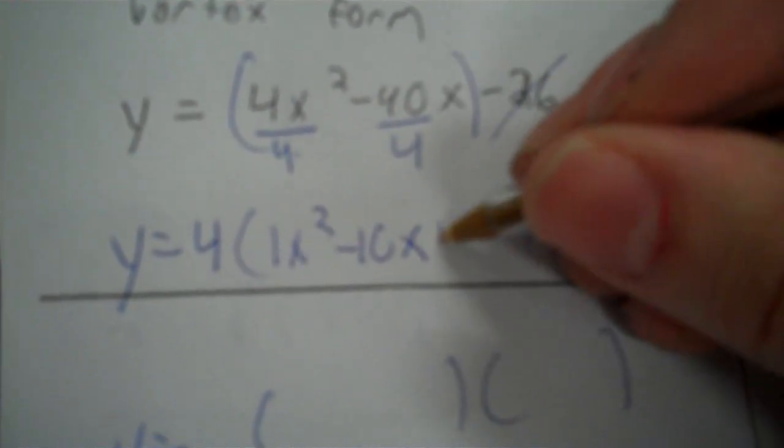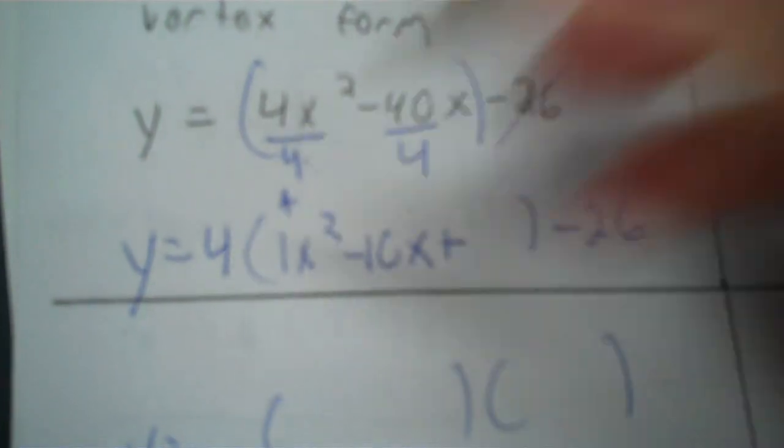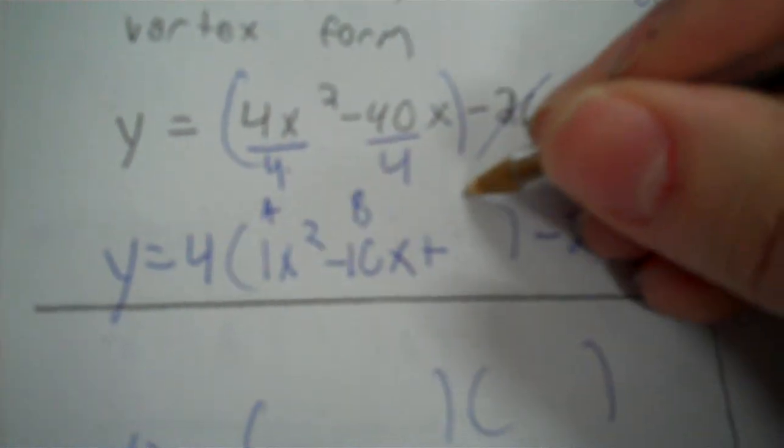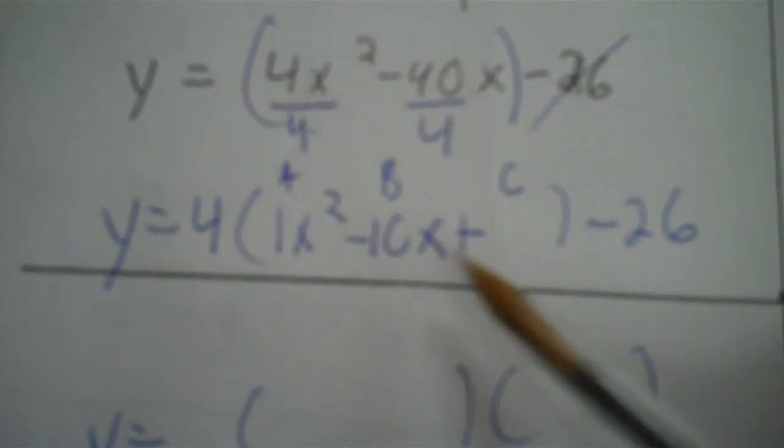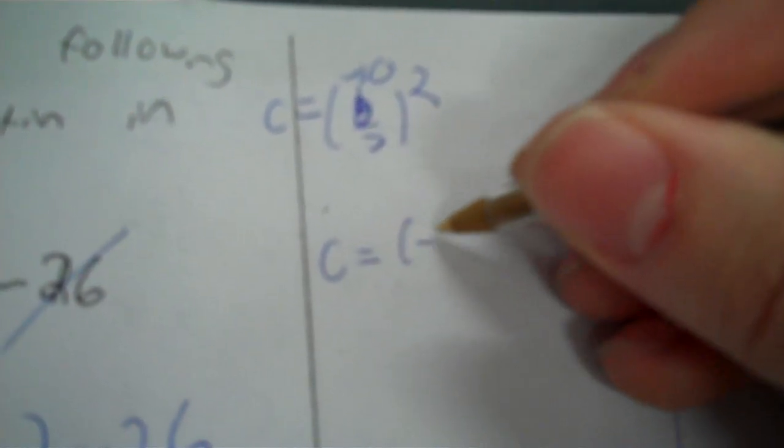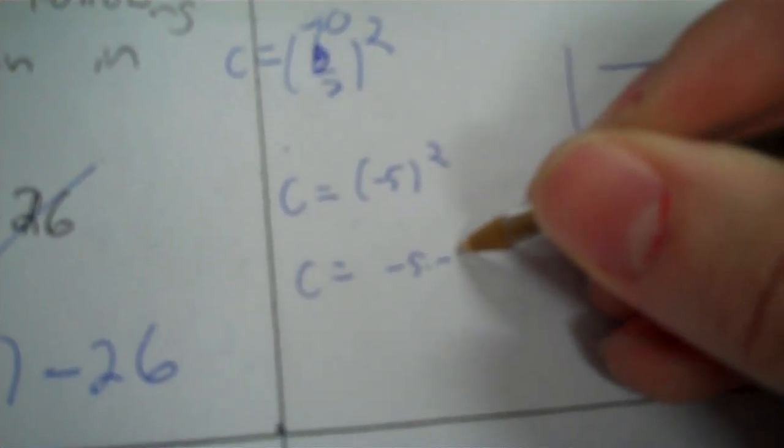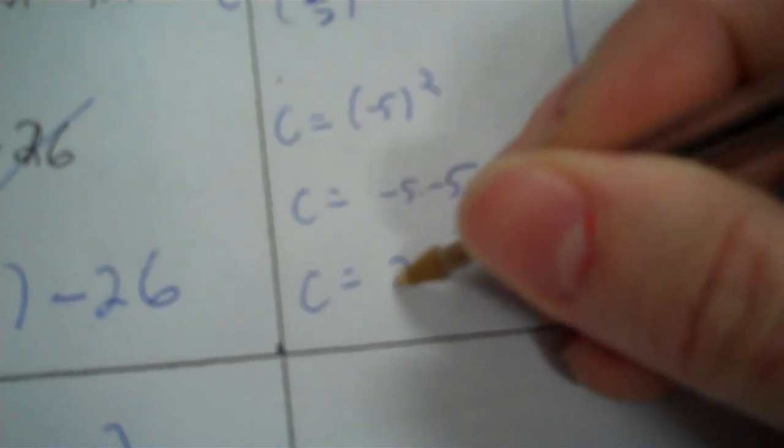Now, this is what we're finding. A is 1x second, B is negative 10x, C is what I need to find, and I use this simple short little formula here. So B is negative 10. Negative 10 divided by 2 is negative 5 to the second. So it would be negative 5 times negative 5, and then it would be positive 25. Negative times negative is a positive, 5 times 5 is 25.